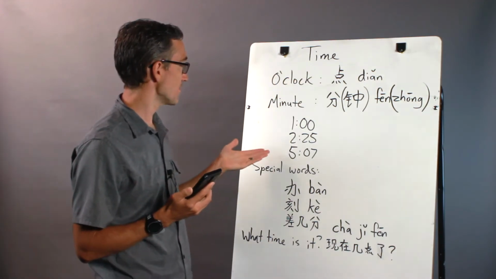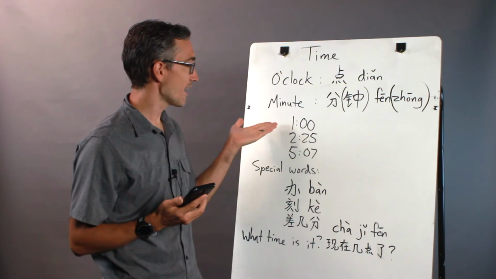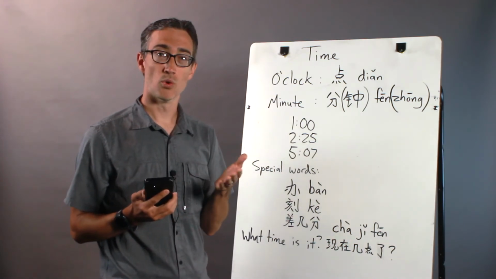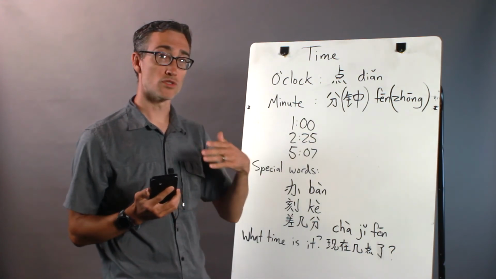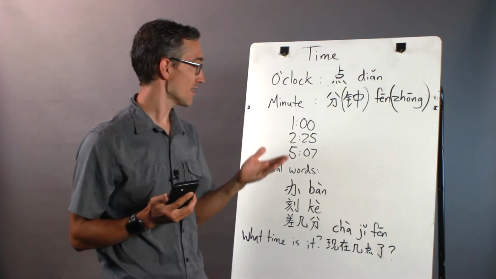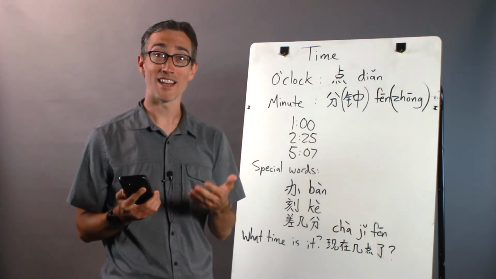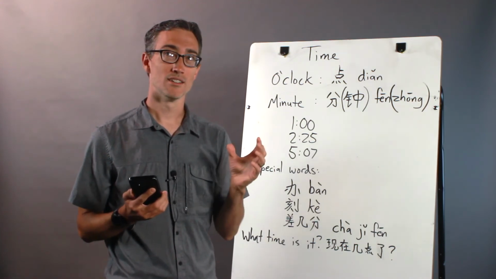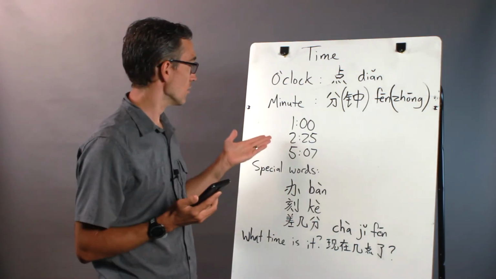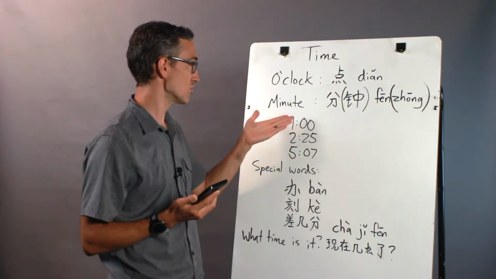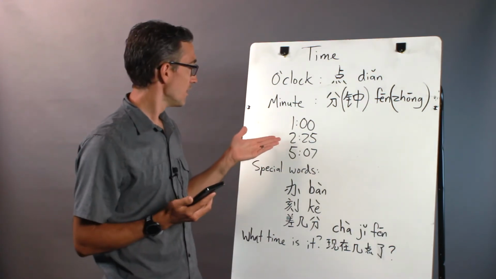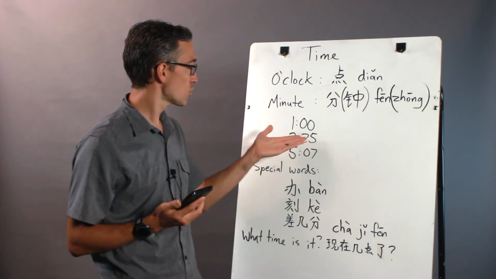And so here are some examples. We can say for 1 o'clock, it would be 一点 or 一点钟. It might be nice to say 一点钟 to use the full phrase in that instance because 一点 sounds a lot like 一点, meaning a little. And so just to have a little bit more clarity, it might be nice to say 一点钟, but it's not necessary.